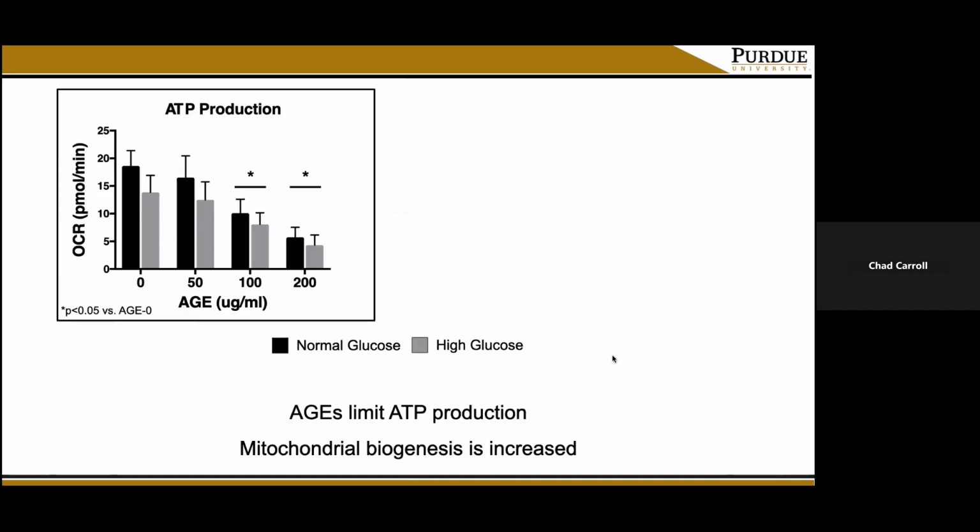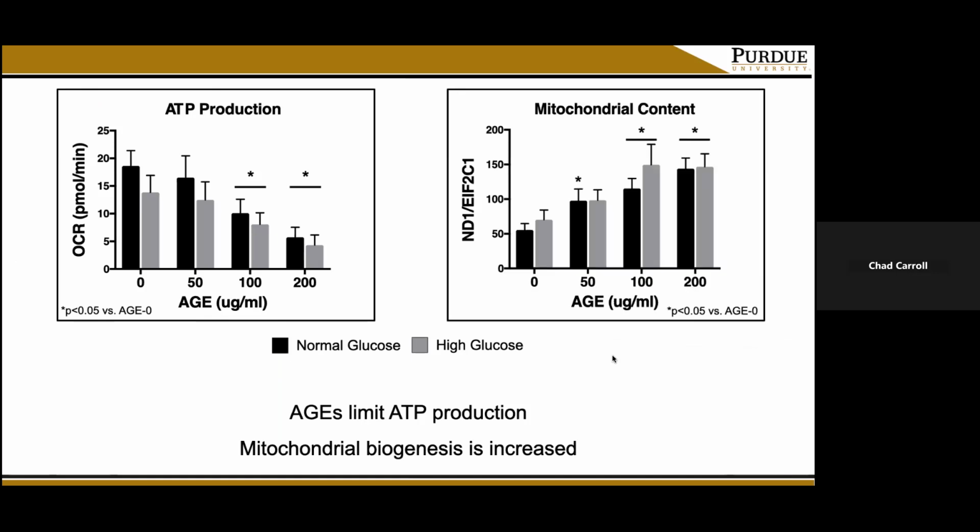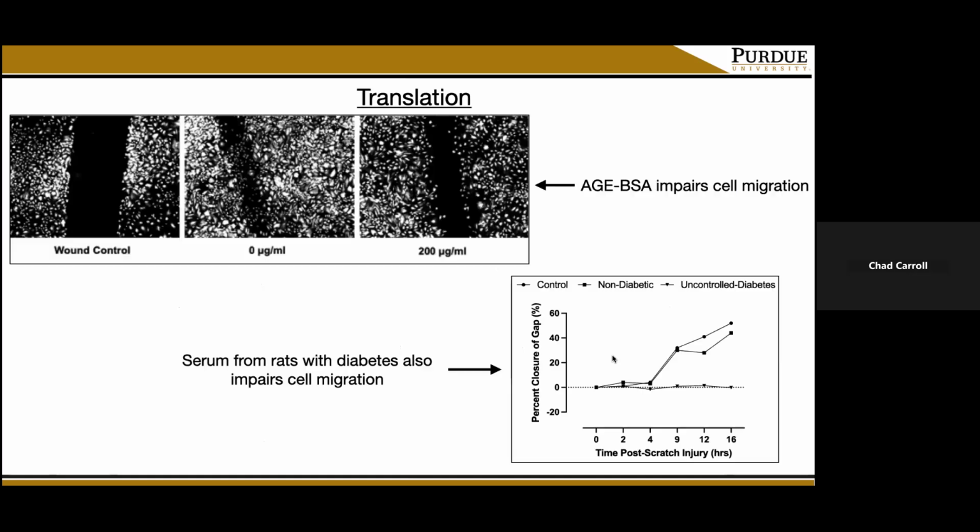And interestingly, when we ran on the Seahorse platform, one of the pieces of data you get out of that is ATP production. And we found a dose-dependent reduction in ATP production, even with increased mitochondrial biogenesis or increased mitochondrial content that we assessed as well. So the cells are trying to compensate for it, but there's something going on that won't let them do what they need to do.